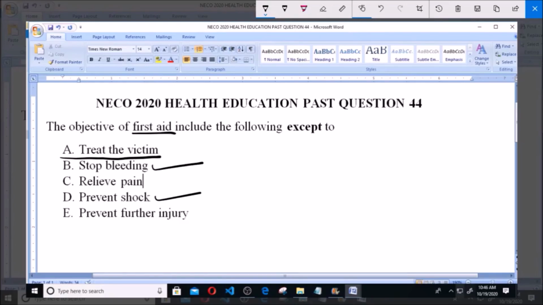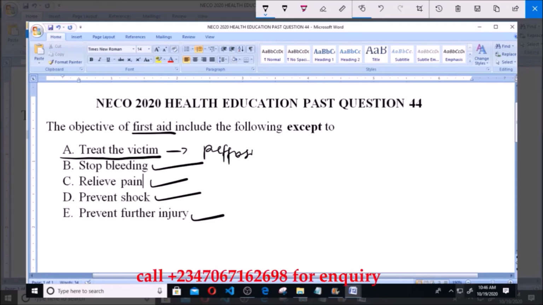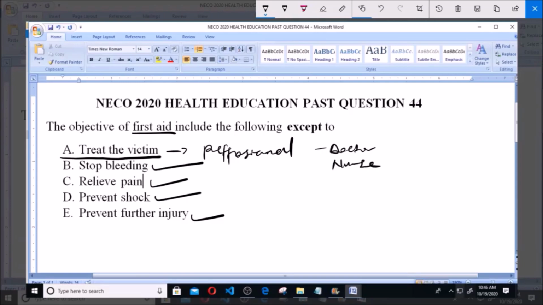So by stopping bleeding, you are also preventing shock, and relieving pain is also part of the objectives of first aid, and then preventing further injuries. But treating the victim is a function of a professional, that is a health personnel, be it a doctor or a nurse. So the treating of the victim is not a function of a first aider. The objectives of a first aider include stopping bleeding, relieving pain, preventing shock, and preventing further injury.